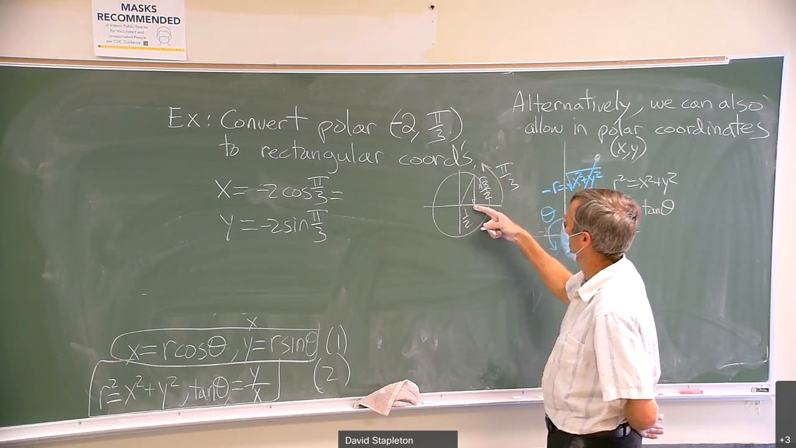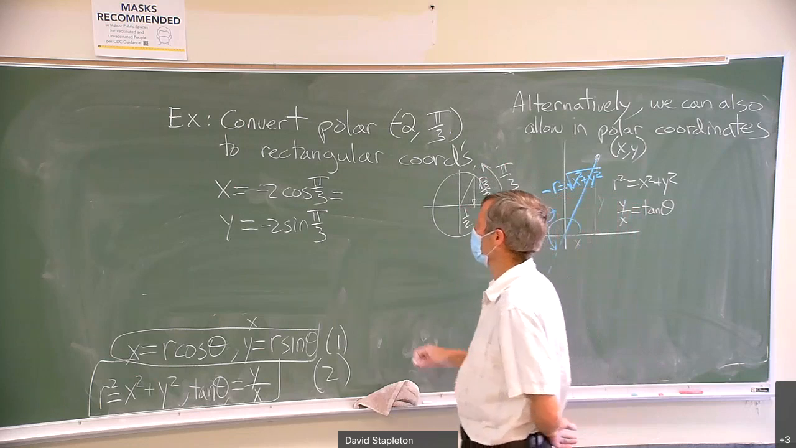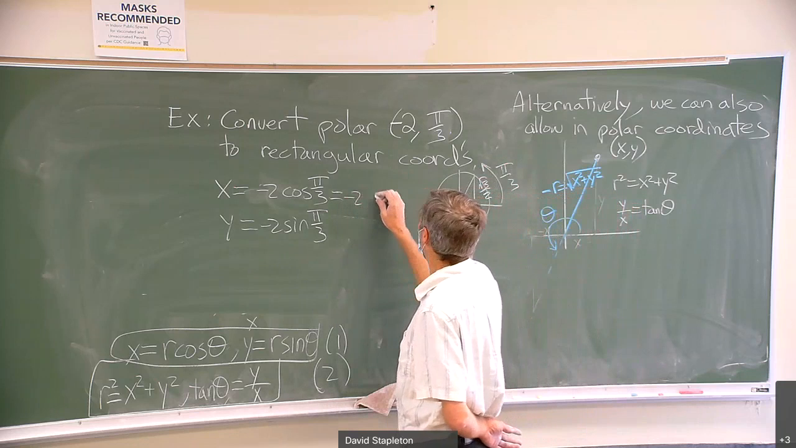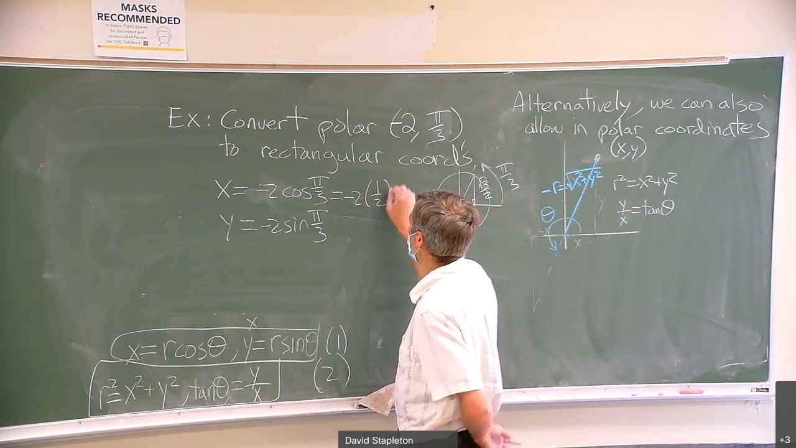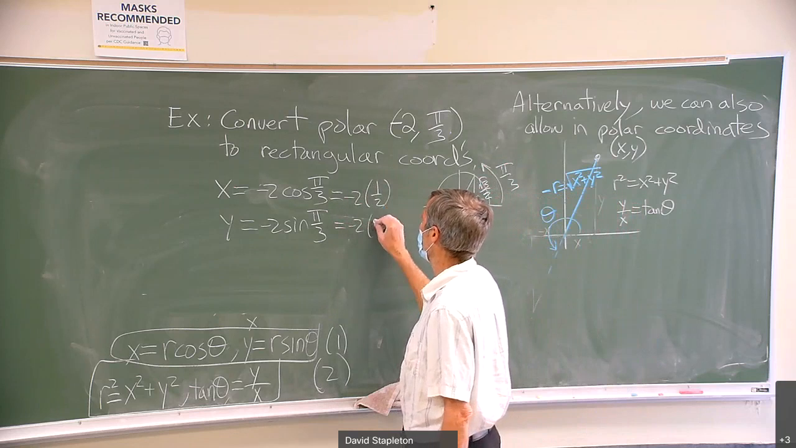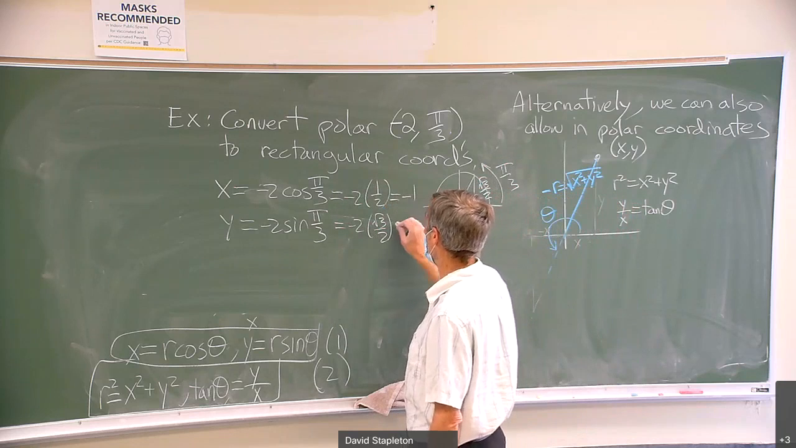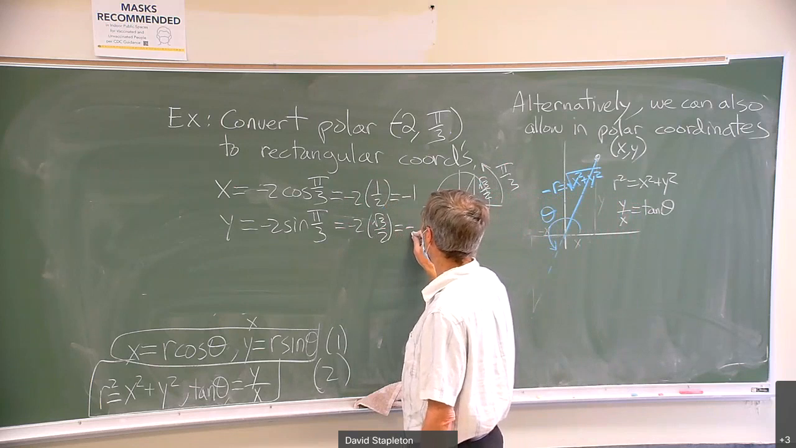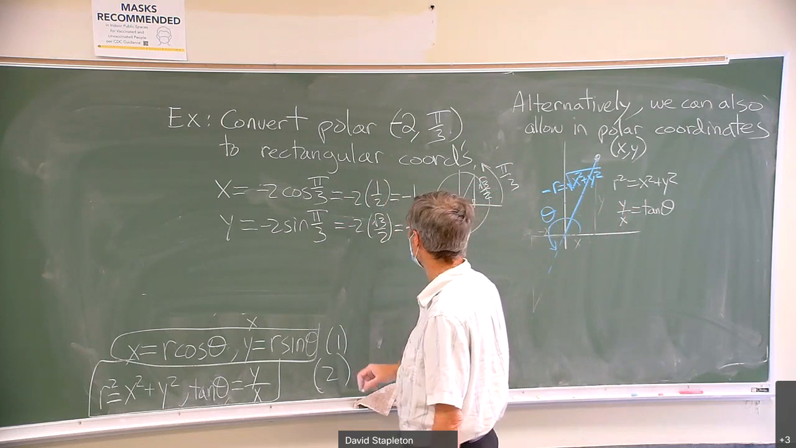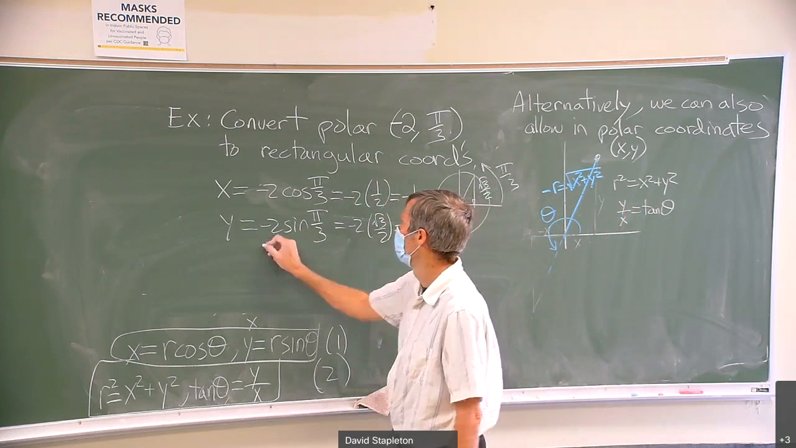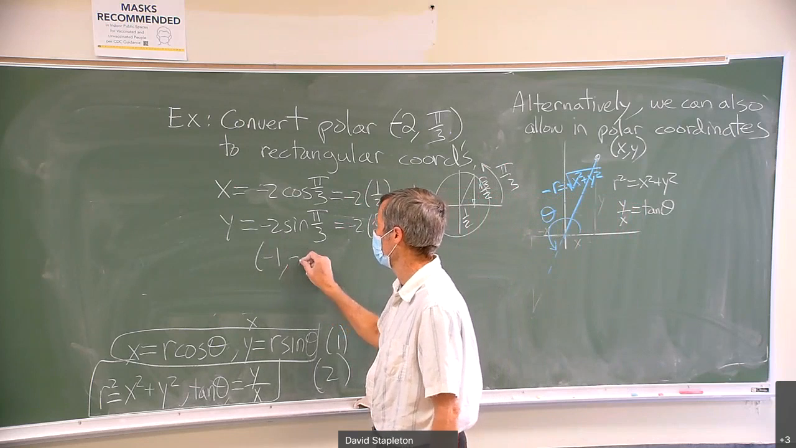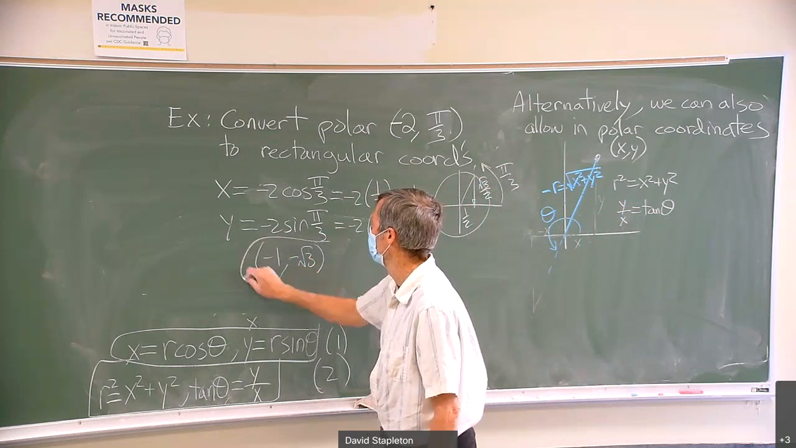So the cosine is 1/2 and the sine is square root of 3 over 2. This is -2 times 1/2. And this one is -2 times square root of 3 over 2. So the rectangular coordinates are -1, minus square root of 3. All right. So there's the rectangular coordinates for that point.